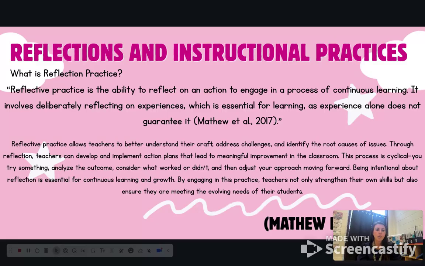According to Matthew, reflective practice is the ability to reflect on an action to engage in a process of continuous learning. It involves deliberately reflecting on experiences, which is essential for learning, as experience alone does not guarantee it. Reflective practice allows teachers to better understand their craft, address challenges, and identify the root causes of the issues. Through reflections, teachers can develop and implement action plans that lead to meaningful improvements in the classroom. By engaging in this practice, teachers not only strengthen their own skills, but also ensure that they are meeting the needs of their students.